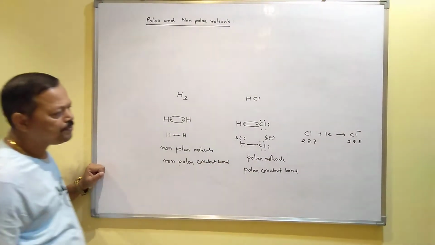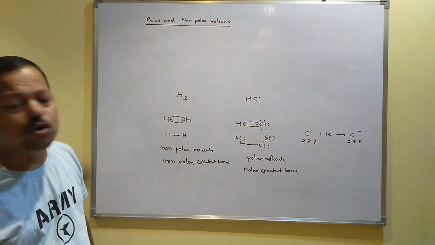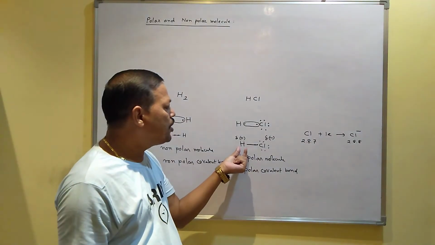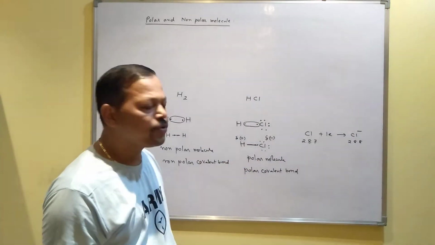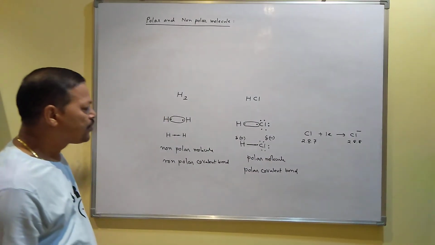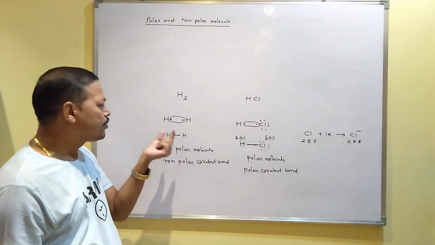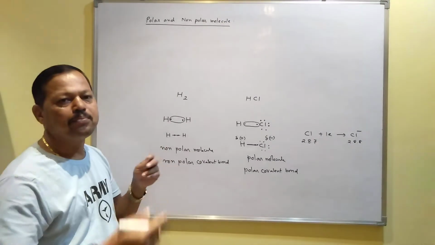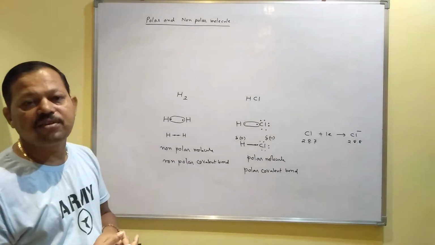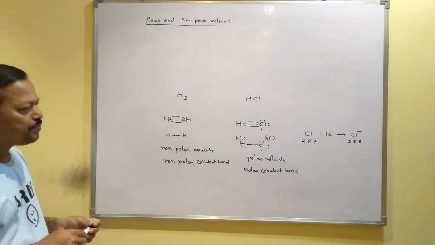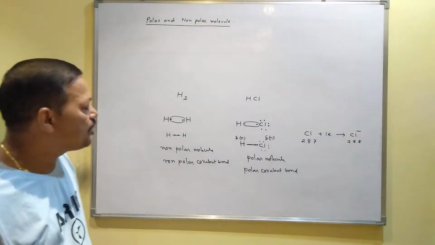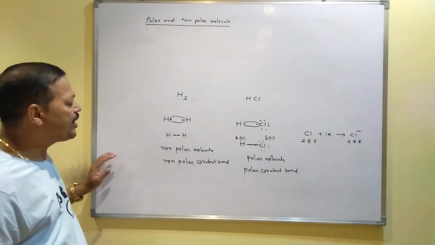Non-polar covalent bond. So this is about polar and non-polar molecules. To get a polar molecule, the bond should be present between two different electronegative atoms. One should be more electronegative, another should be less electronegative. And to get a non-polar molecule, the bond should be present between similar atoms or between similar electronegative elements. So that is why, if you want to write the definition of polar molecule and non-polar molecule, you have to write the definition like this.